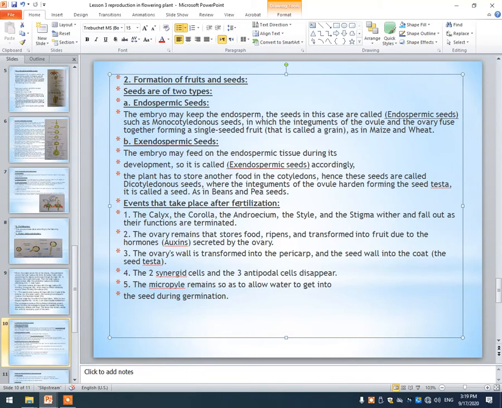What are the events that take place after fertilization? The calyx, corolla, androecium, style and stigma fall out. They don't have any function now. The ovary remains and will form the fruit. The ovary is transformed into fruit due to hormones. The ovary wall is transformed into the pericarp, and the ovule wall into the seed coat, the testa. The two synergid cells and the three antipodal cells all disappear. The micropyle remains so as to allow water to get into the seed during germination.